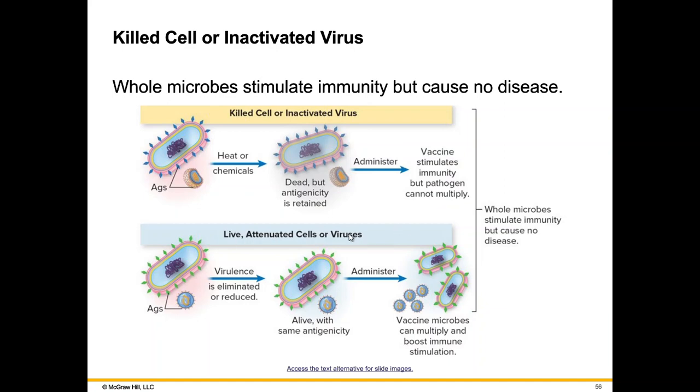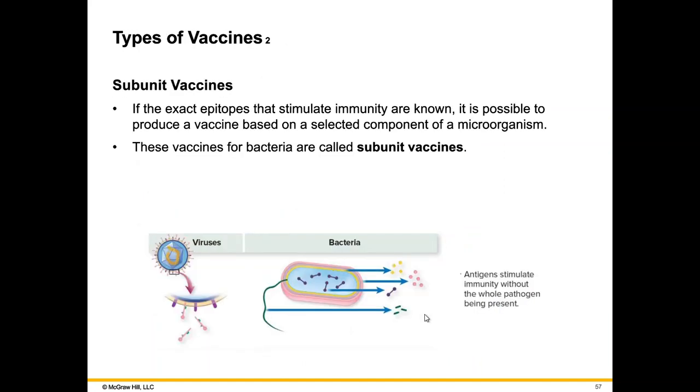Our live attenuated cells or viruses are going to be reduced in their virulence ability. So virulence is eliminated or reduced. This cell is still alive. This virus is still active, but it has antigenicity without virulence. We administer it to a patient, they get an immune response from it, they come in contact with it a second time, they won't get sick.